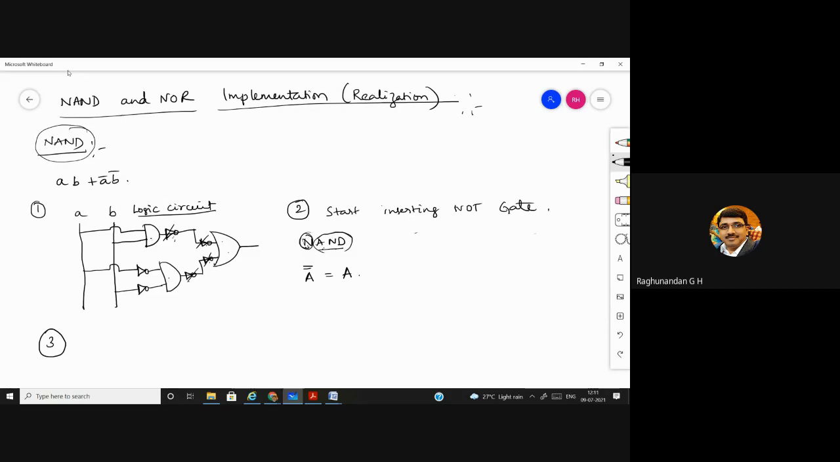Can we cancel this NOT gate? Here, starting from this point to this point, we had two NOT gates. Complement of a complement is what? The uncomplemented form. So here, since we have a single NOT gate, you cannot cancel it. After this, rewrite the remaining circuit. A, B.